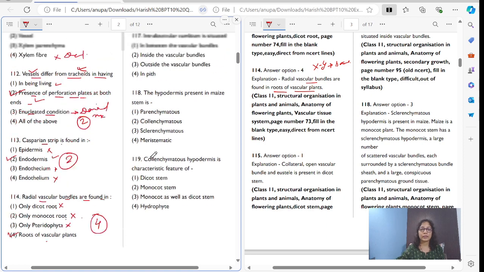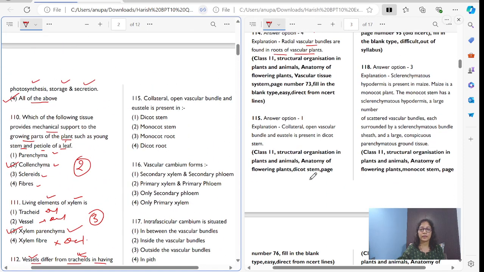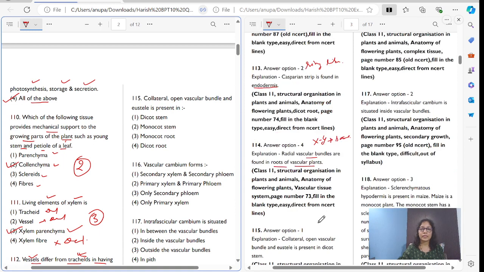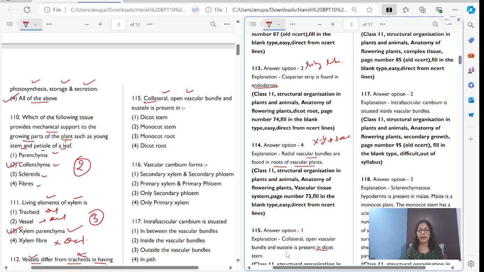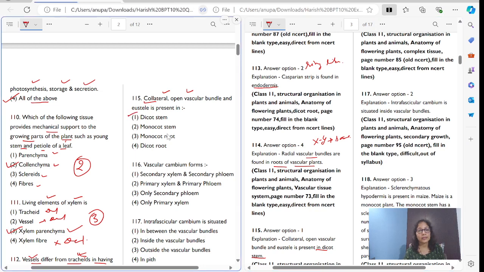Now let's move to the next question, that is question number 115. Question number 115 states that collateral open vascular bundle and Y-shaped arrangement is present in. So collateral open vascular bundle is present in dicot stem. Here the options are dicot stem, monocot root and dicot root. So the answer of this question will be 1, that is dicot stem. Collateral open vascular bundles are the characteristic feature of dicot stem.